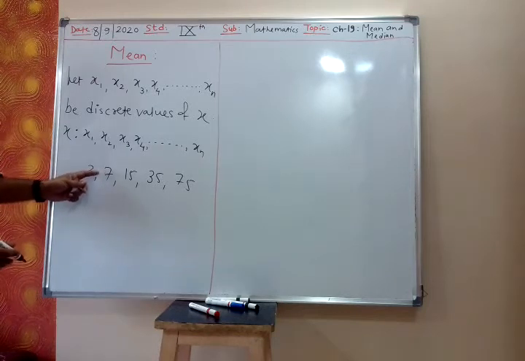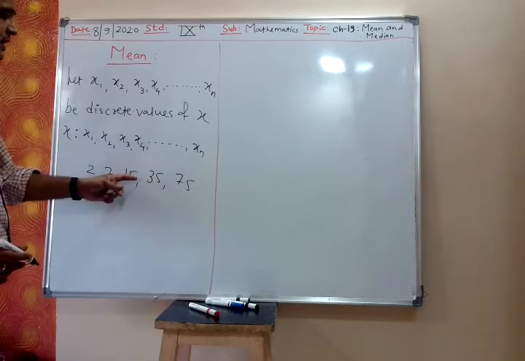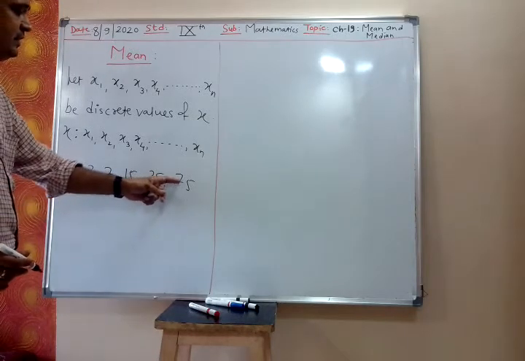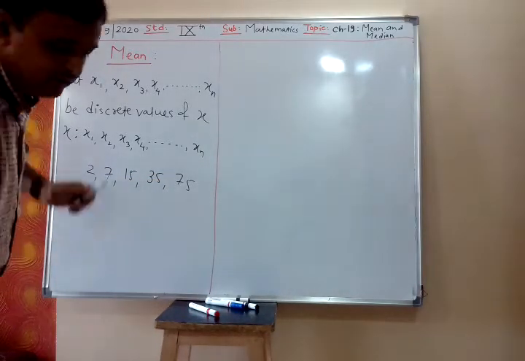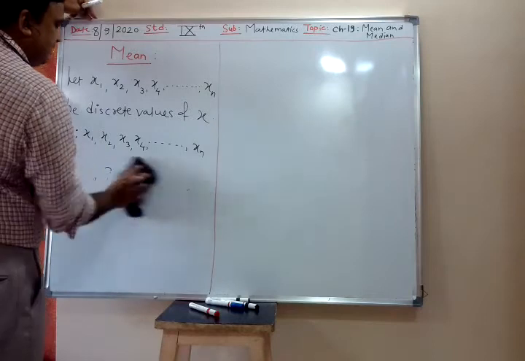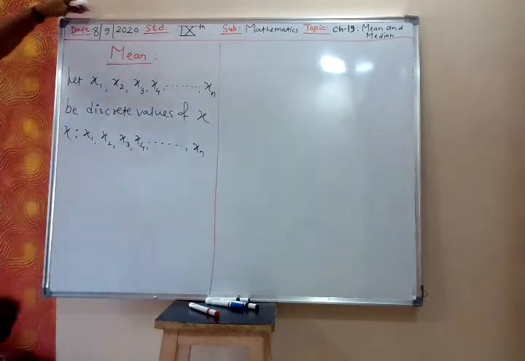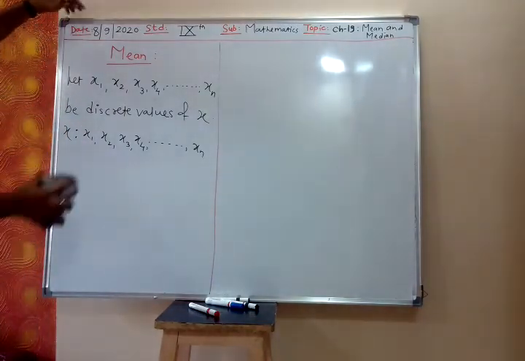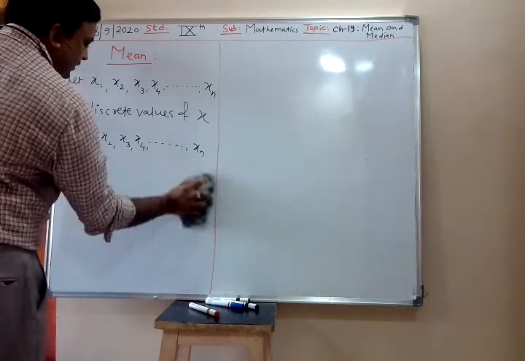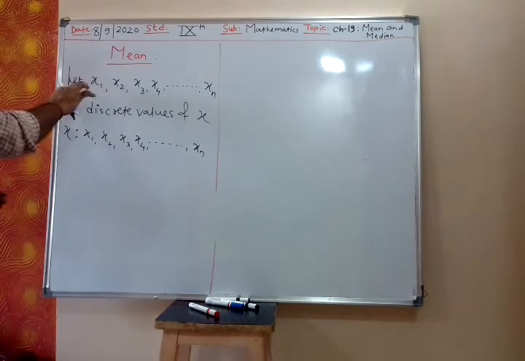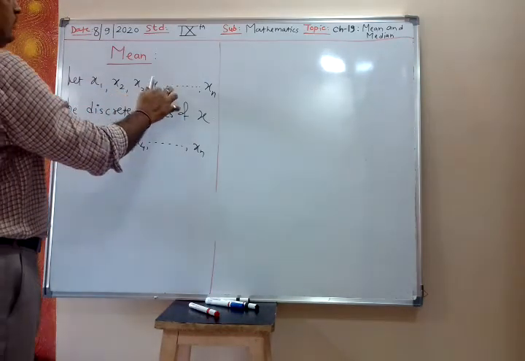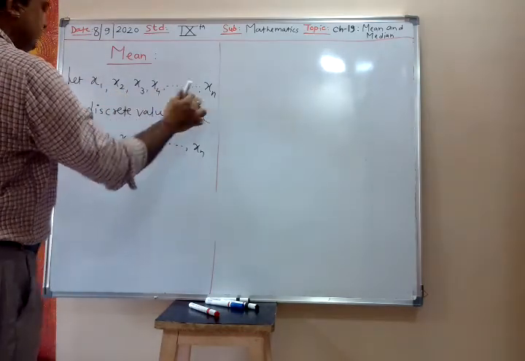Between 2 and 7 there is a gap of 5. Between 7 and 15 there is a gap of 8. Between 15 and 35 there is a gap of 20. Between 35 and 75 there is a gap of 40. So these values are not continuous, which means they are discrete values. If there is no uniformity or continuity, the values are discrete. Now how many values are given? 1, 2, 3, 4 up to n.